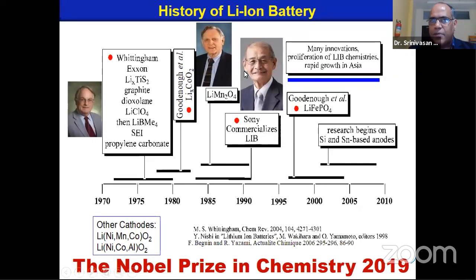Later, the Japanese group led by Professor Yoshino replaced lithium metal with graphite as the anode material. With this combination of lithium cobalt oxide as the cathode and graphite as the anode, the first commercial battery was introduced by Sony in 1991. So the research was started, the first battery was invented in 1976, but the lithium-ion battery came into the market in 1991. It took this many years to bring that technology into the commercial market.